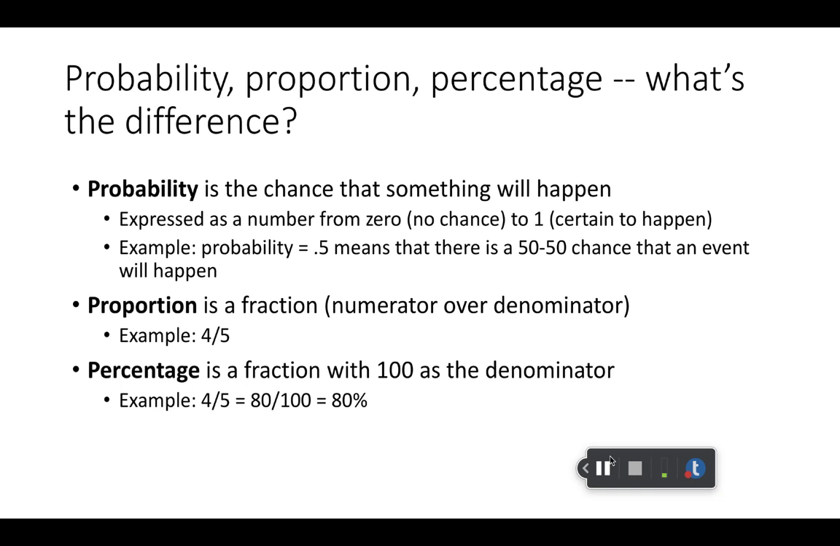Well, probability is the chance that something will happen. It's expressed as a number that can range from 0, meaning no chance, to 1, meaning that something is certain to happen. So for example, a probability of 0.5 means that there's a 50-50 chance that an event will happen. A proportion, on the other hand, is a fraction expressed as numerator over denominator. And a percentage is also a fraction, but with 100 as the denominator. So for example, the proportion 4 over 5 equals 80%.